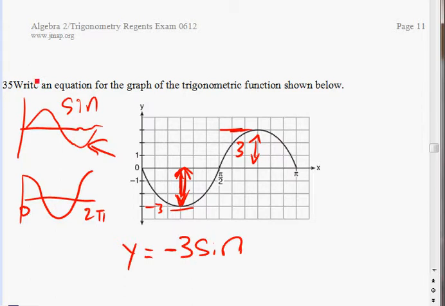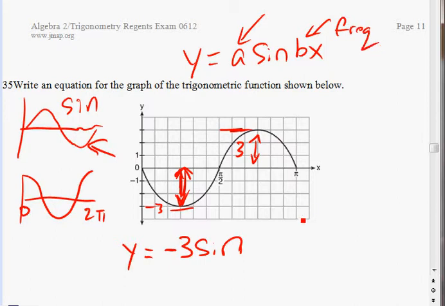Let's see what else we can do. We also need to find the frequency. The graph is usually in the form y equals a sine bx. We got a, that's the amplitude. B is the frequency. Frequency is the number of complete cycles you see from 0 to 2 pi. From here, we see that it starts at 0, and this full cycle ends at pi. So if I want to find out how many cycles it has at 2 pi, we're going to have to stretch this out a little bit.